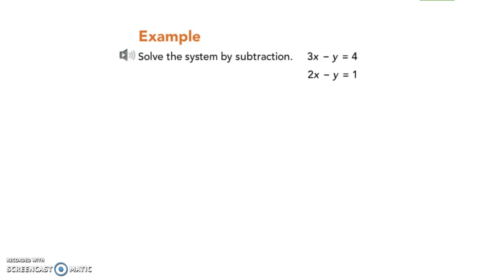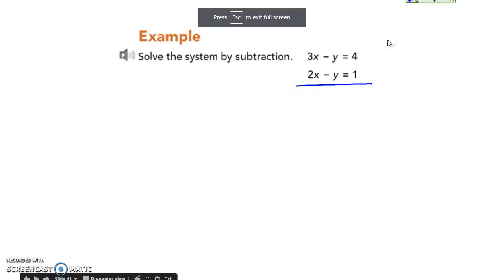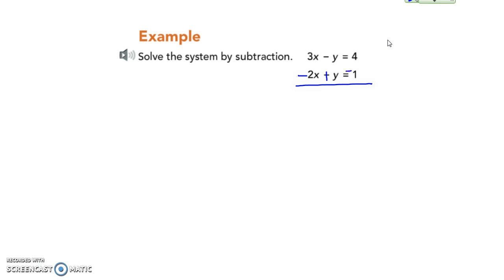So I see that I have minus y and minus y in both equations. What I'm going to do is subtract the second equation. So I'm going to change the sign of each of the parts of that second equation. Why would I want to do that? Because when I change the sign of each of the parts of the second equation, now I have minus y and plus y, which is exactly what I need for them to cancel out.